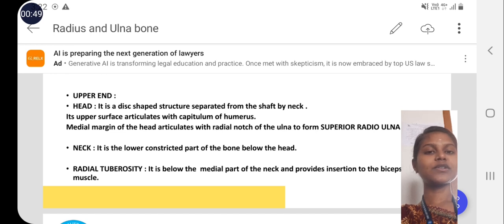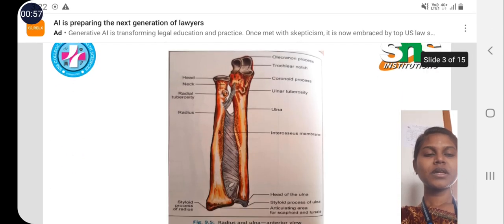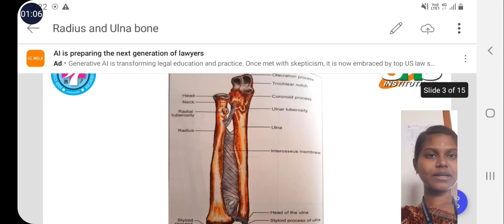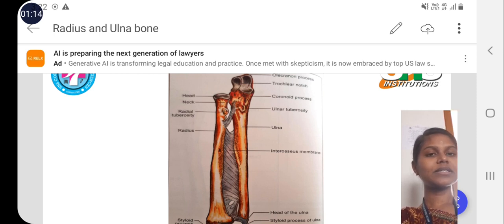Moving on to radial tuberosity, it is below the medial part of neck and provides insertion to biceps brachii muscle. And this picture shows the presence of radius and ulnar bone. So the head of the radius would be a disc-shaped part, and it contains neck, a constricted part. Radius provides radial tuberosity medially.